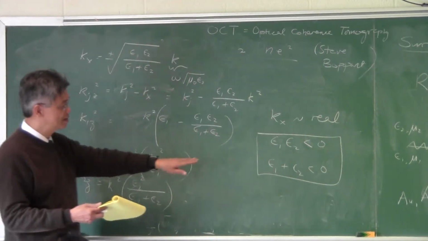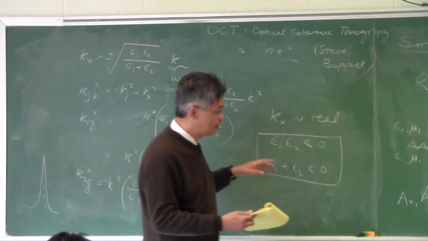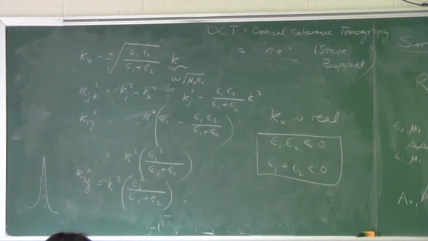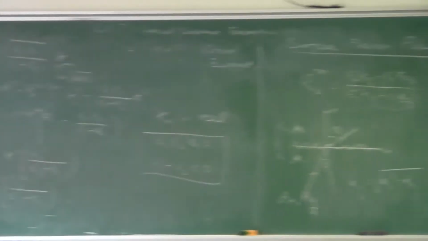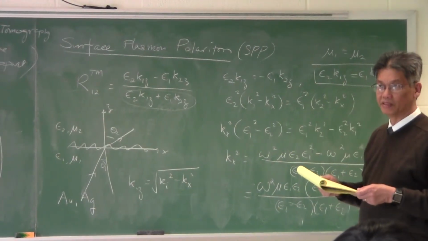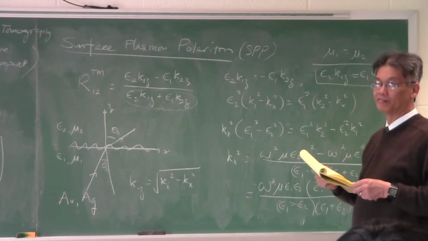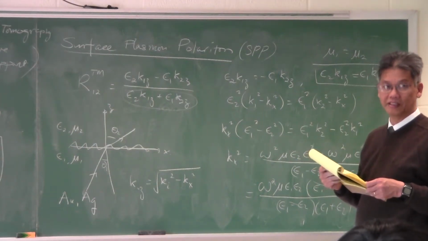Well, of course, this is the lossless case. In the ideal case it will be lossless, but the real world case will not be lossless. Epsilon 2 can be air, so it can be real, but epsilon 1 usually has an imaginary part. Okay, so kx will not be purely real. It will have some attenuation. That is the difficulty that we face, that this surface plasmon polariton decays as it is guided by the surface. If it did not decay while being guided by the surface, it would have lots of applications. But unfortunately, that is not the case.